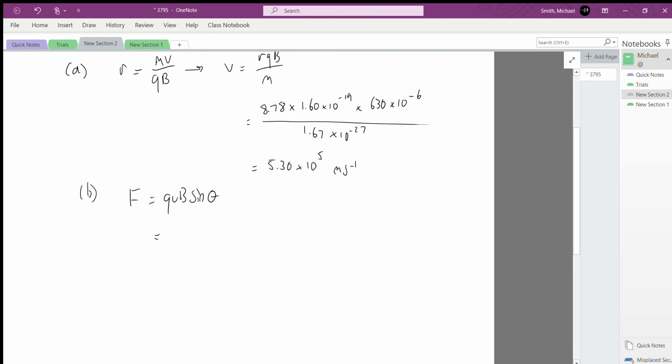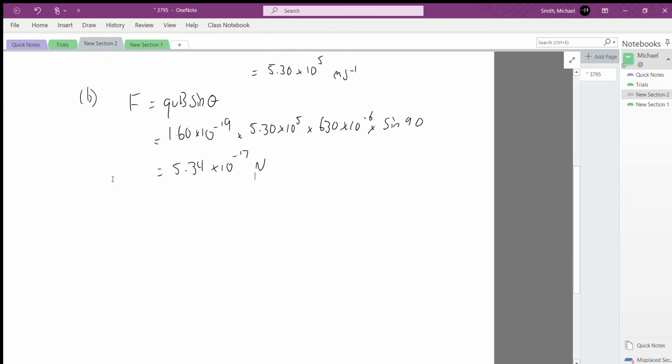So again, q is just the charge of a proton, so 1.6 times 10 to the power of minus 19. The velocity we've just worked out is 5.3 times 10 to the power of 5. B is 630 microtesla again, and sine 90, which is 1. And if we substitute that into our calculators, we should get 5.34 times 10 to the power of minus 17 newtons.